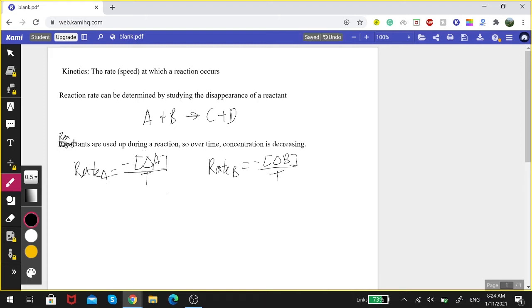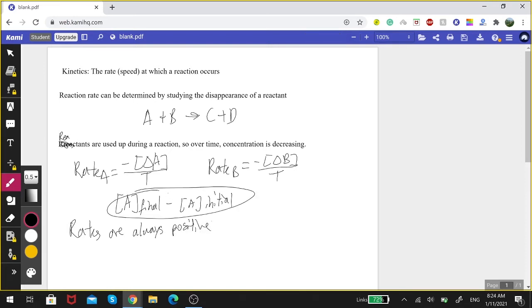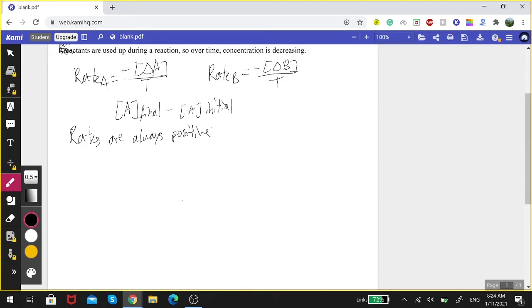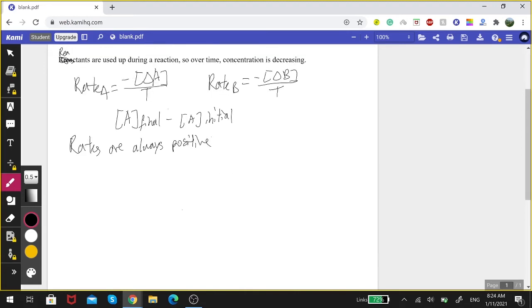The change in concentration can be found by doing concentration final subtracted by concentration initial. Because reactants decrease over time, A final will be a smaller number than A initial, which is why the answer will be negative. Now, one thing to keep note of is that rates are always positive. So this will give you a negative answer, and to change that into a positive answer, we add a negative sign in the front.